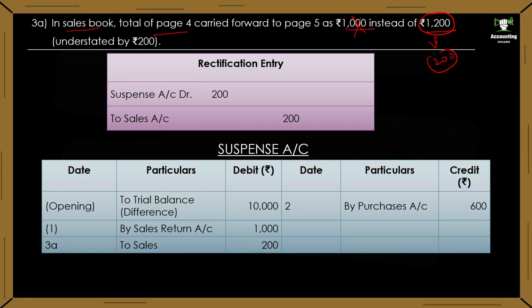Okay, next, we will not use the format of correct entry, wrong entry, and rectification entry. As I have told you, there are no two accounts involved, only the page total. Only that account is involved. So we will write the rectification entry directly.